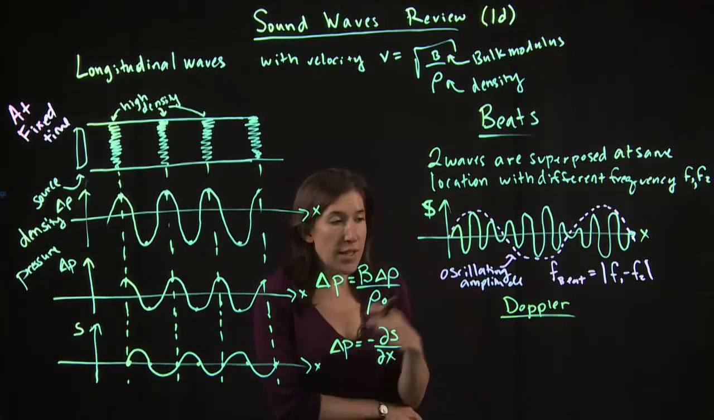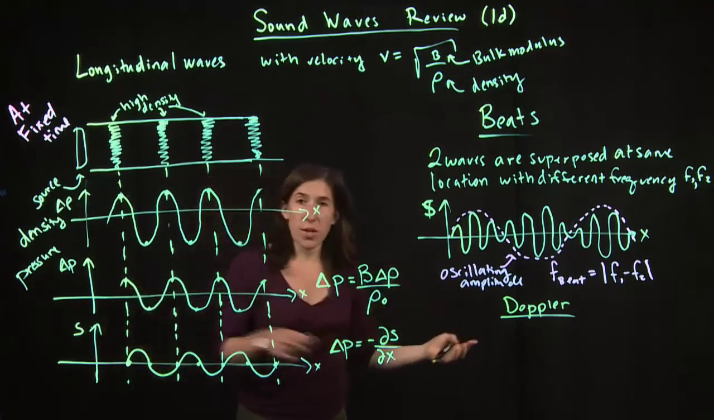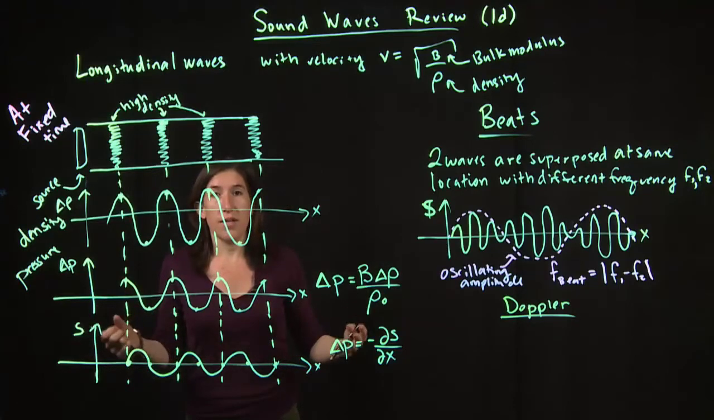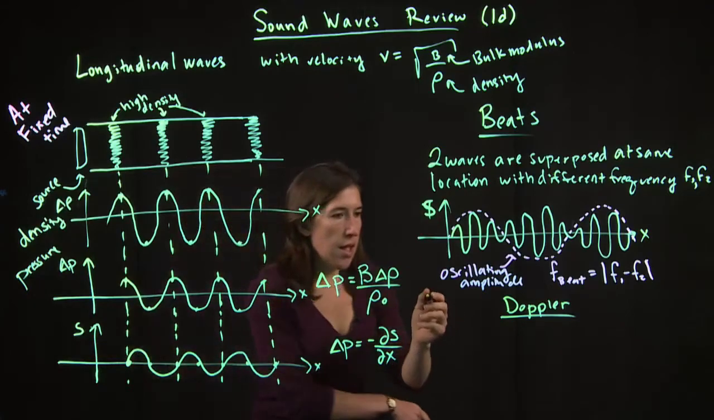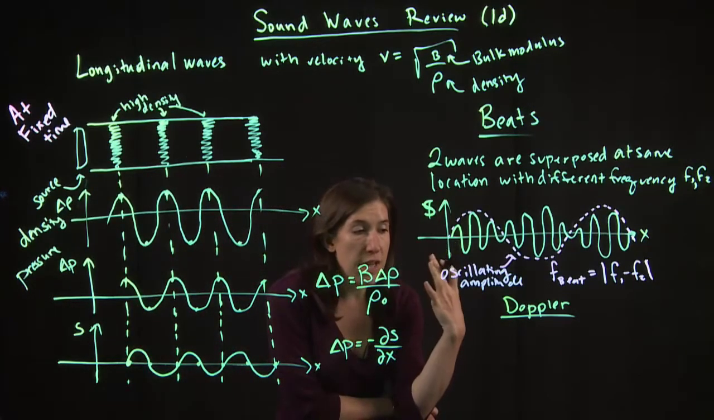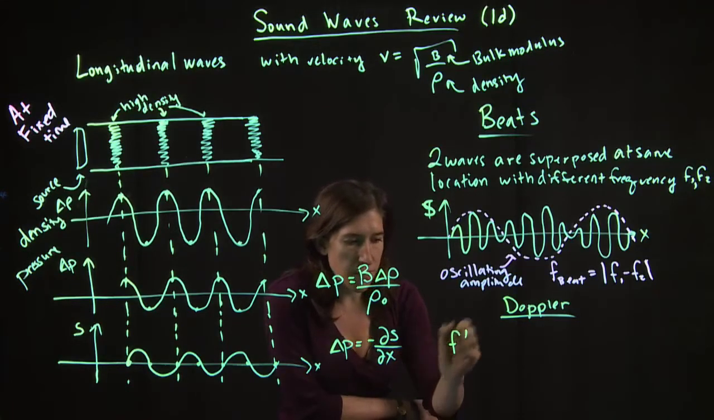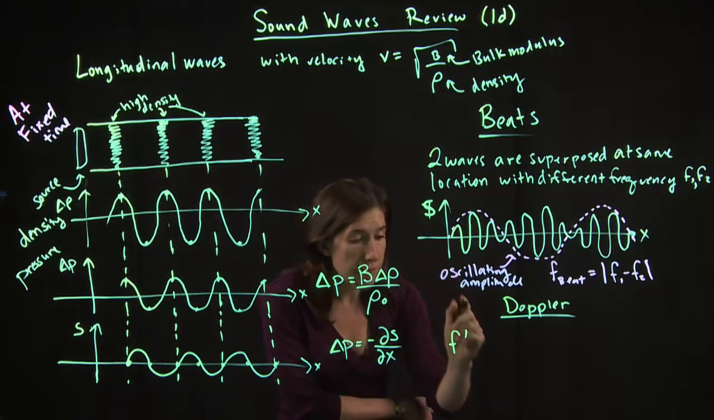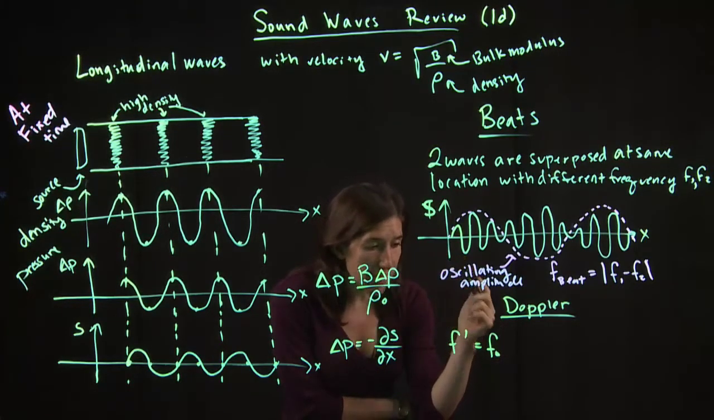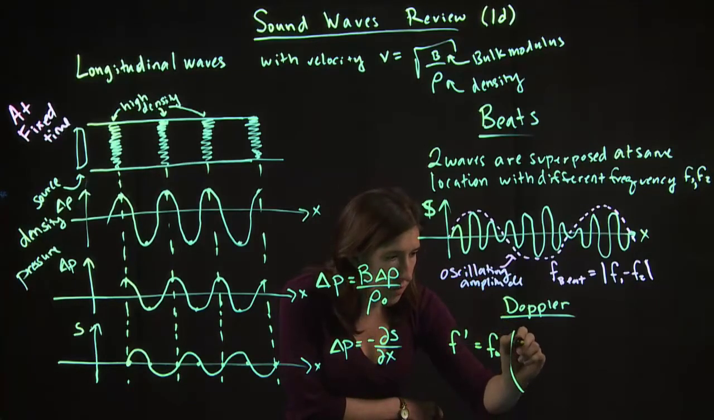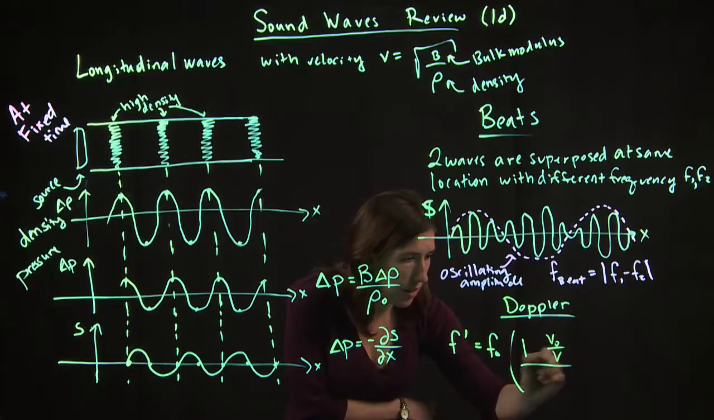This is the effect when you are either moving towards or away from a source of sound, or the source itself is moving towards you or away from you. And what you hear is a shift in the frequency of the sound wave. You could compute that: f prime, the observed frequency, is equal to the emitted frequency of the sound wave times, so I'll fill a couple things in a second.